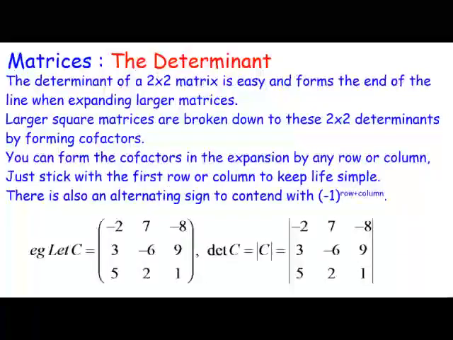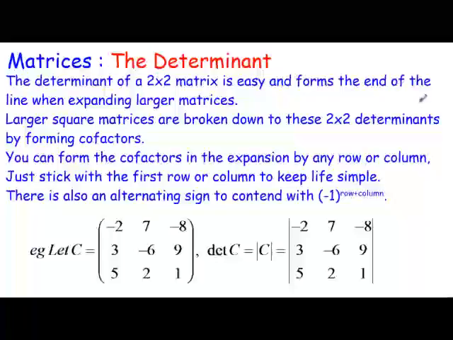Here we have, you can see a 3x3 matrix down here. Now, the 2x2 matrices, well, obviously their determinants are fairly easy to calculate, and they form the end of the line when you're expanding larger matrices, you can see here. So how do we expand a larger determinant? Well, basically we use what's called the cofactor method.